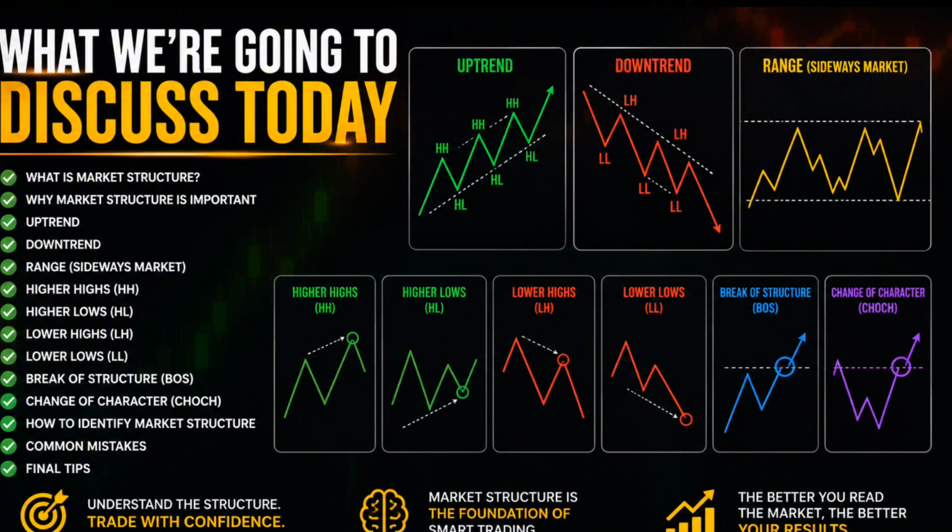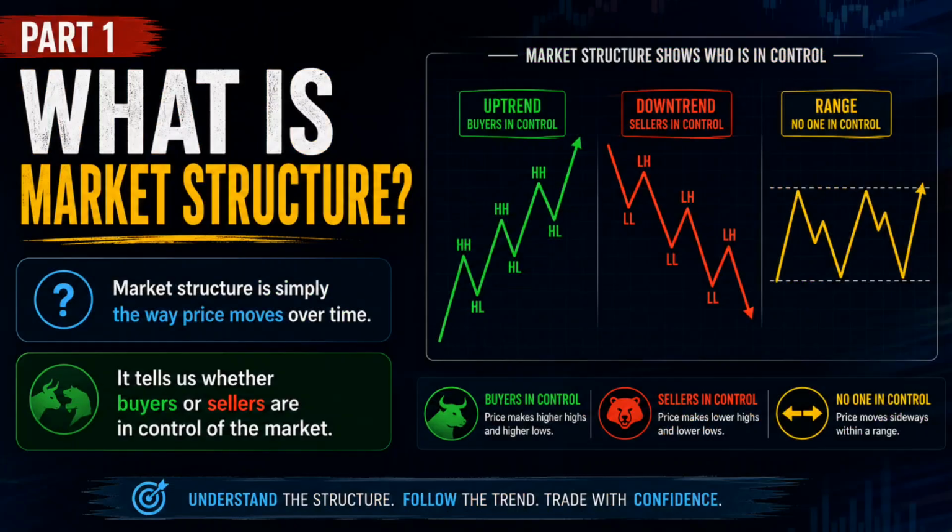What we're going to discuss today: what is market structure, why market structure is important, uptrend, downtrend, range, higher highs, higher lows, lower highs, lower lows, break of structure, change of character, how to identify market structure, common mistakes, and final tips.